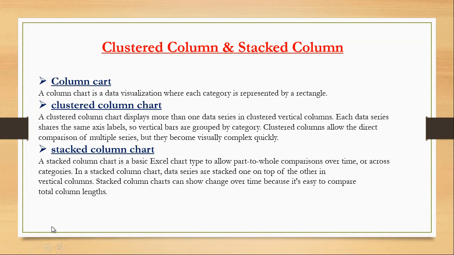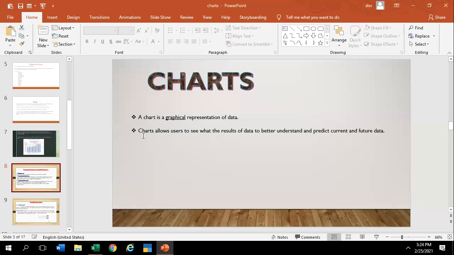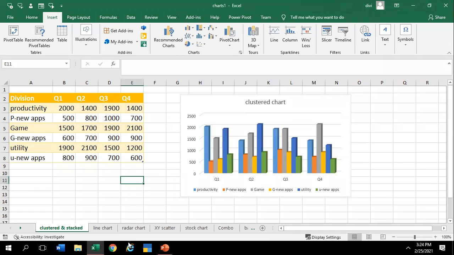First we'll analyze what a cluster column chart is. A cluster column chart displays more than one data series in clustered vertical columns. Each data series shares the same axis labels, grouped by category. A cluster column chart is good for direct comparison of multiple series, but it can become complex quickly. So we'll see how we can insert that cluster column chart.